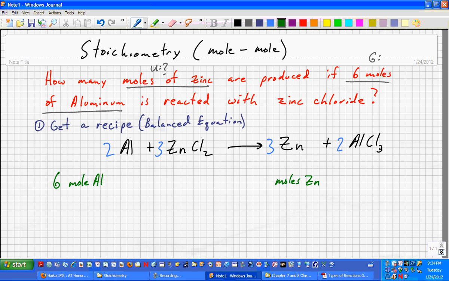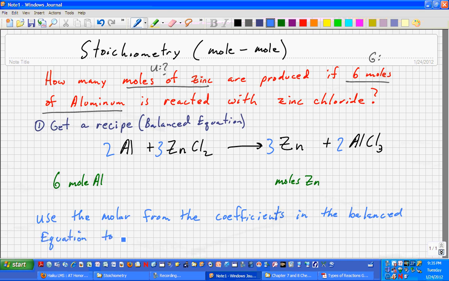The way I'm going to do this is I'm going to use a molar ratio. So we're going to use the molar ratio from the coefficients in the balanced equation to convert from moles of one material to moles of another material, where A and B here represent 2 different materials. So back to my problem here.